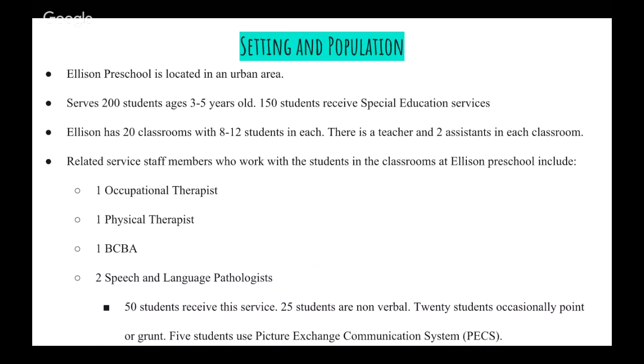Ellison has 20 classrooms with 8 to 12 students in each room. There are 2 classroom assistants and 1 classroom teacher in each of the classrooms. There are related service staff members who also work with the students at Ellison Preschool. These include 1 occupational therapist, 1 physical therapist, 1 board-certified behavior analyst, and 2 speech and language pathologists.